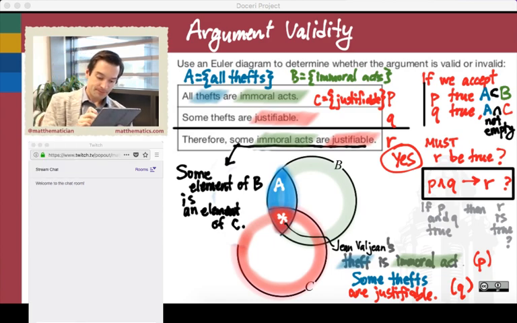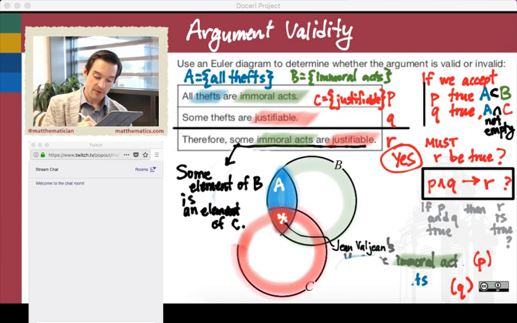Well, again, if all thefts are immoral, then everything which belongs to A must also belong to B. If some thefts are justifiable, it means that something that belongs to A must belong to C. But since everything which belongs to A also belongs to B, then we know that it will belong to C as well. So a better way to see this framing, and so I just kind of wrote this backwards. Jean Valjean is still our example that proves the case, but let me just review why that is a little bit more carefully.